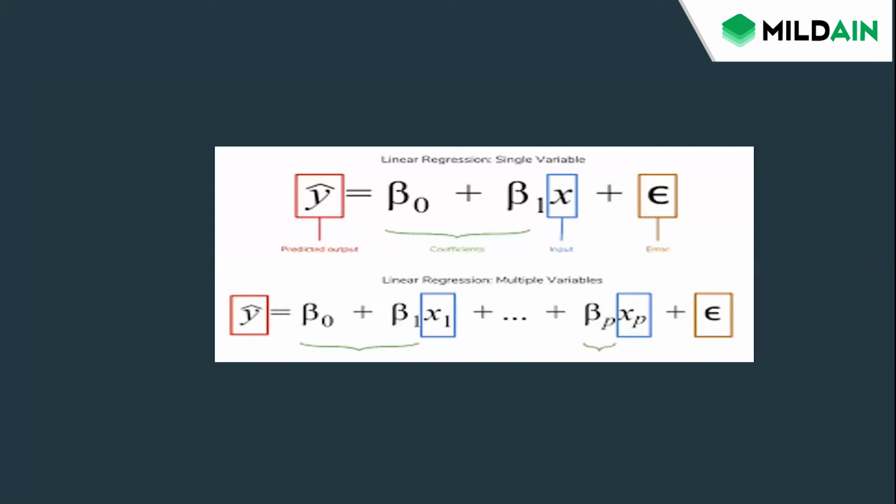The basic formula that we have studied since school days in mathematics: y cap, that is y = b0 + b1x + e. b0 is the intercept, b0 and b1 are called coefficients. x is the input variable, or independent variable. e is the error. What is this error? e is the difference between the prediction and the actual value. Correct?